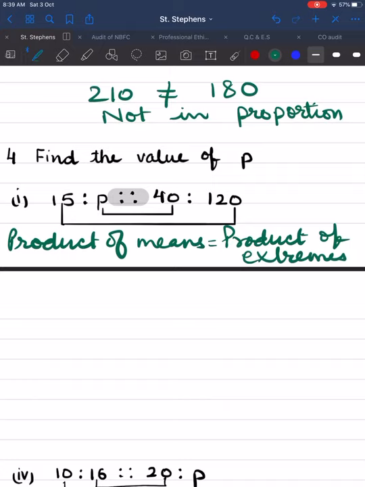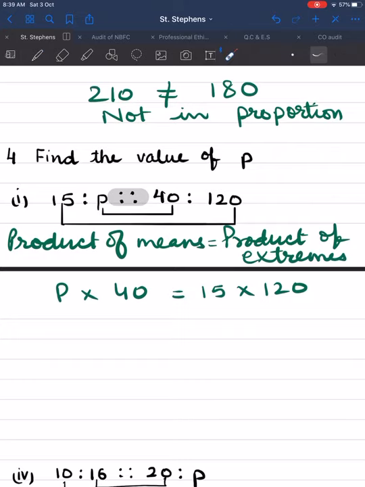So for product of means, we will multiply second and third term. So here we have p into 40 is equal to, for product of extremes, we will multiply first and fourth term. So it is 15 into 120.